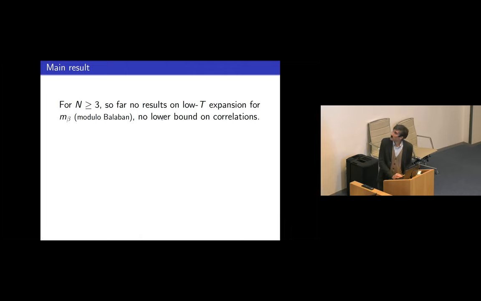Okay, so in 3 or more dimensions, so far there were no results on the low temperature expansion for M of beta, modulo the one that can be extracted from Balaban. Notice the ratio of the difficulty: Balaban's work is a series of 8 or 9 works, each of 80 pages. The proof of Bricmont and company is like 15 pages, so it's really more readable. So you get less, in the sense that you don't get control on the decay exponents, but the proof of the asymptotic nature of the low temperature expansion is much, much easier.